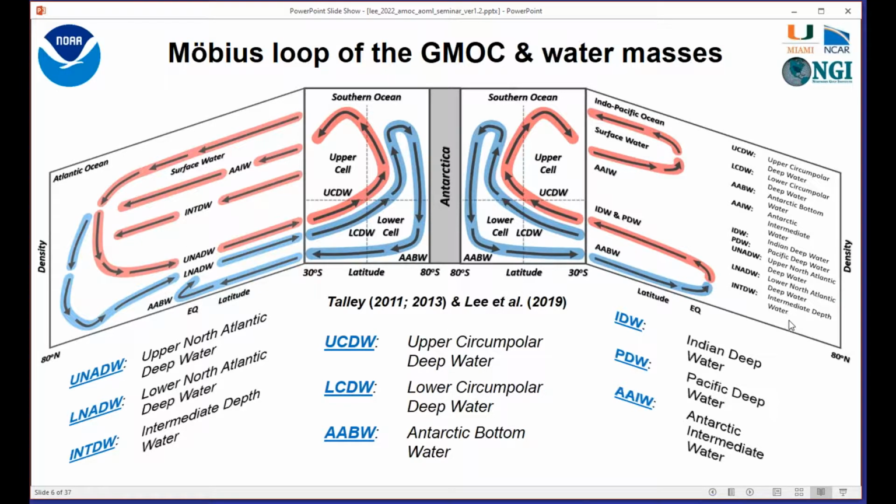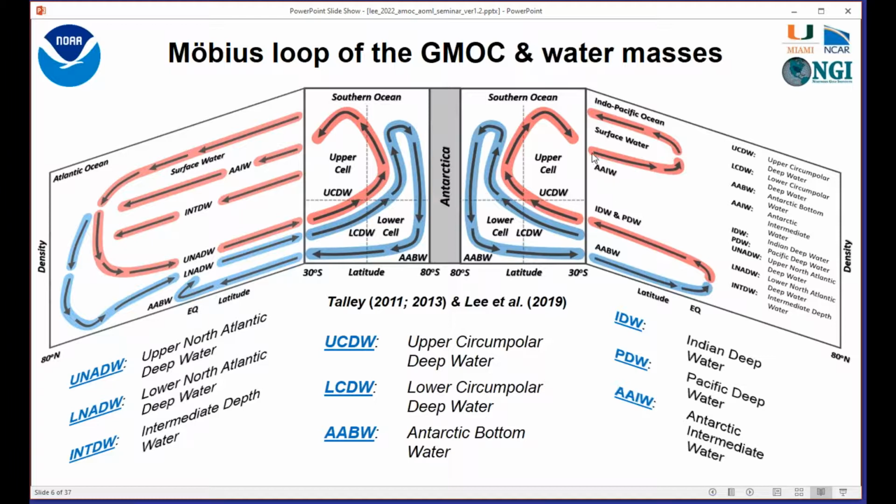And let's go back to the Indo-Pacific Ocean. There, Antarctic bottom water, which is really heavy water formed near Antarctica, is carried into the Indo-Pacific Ocean at the bottom. Through the diffusion process, it becomes slightly warmer, and we call it Indian Ocean deep water or Pacific Ocean deep water. That is carried back into the Southern Ocean, and it supports this water mass called the upper circumpolar deep water.